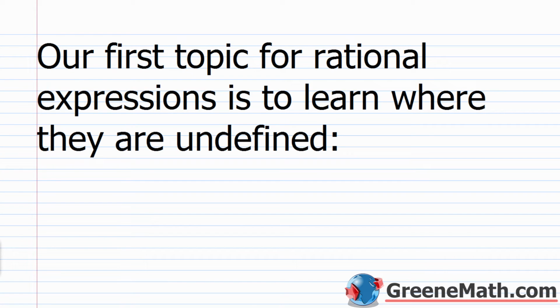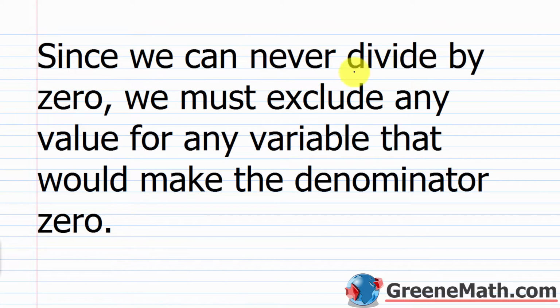So our first topic for rational expressions is simply to learn where they are undefined. And this has to do with division by 0. So since we can never divide by 0, we must exclude any value for any variable that would make the denominator 0. Very, very important.